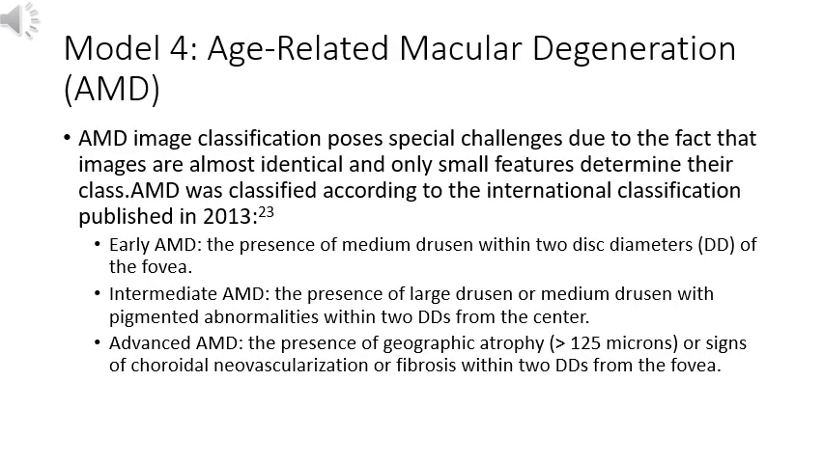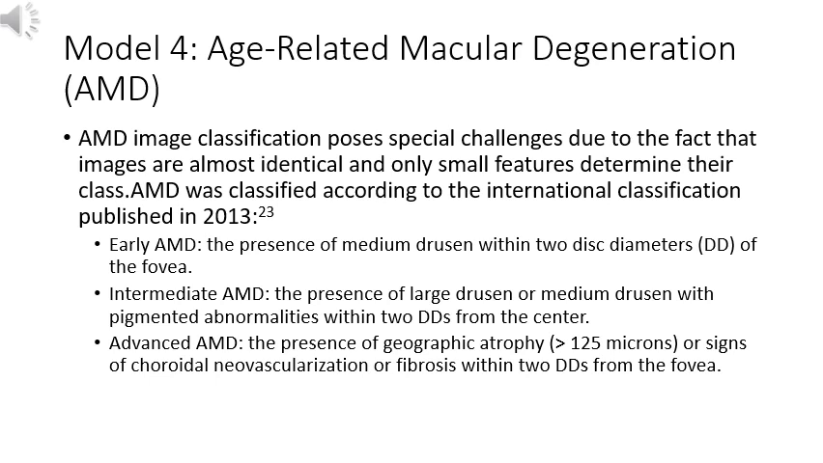AMD image classification poses special challenges due to the fact that images are almost identical and only small features determine their class. AMD was classified according to the international classification published in 2013. Early AMD, the presence of medium drusen within 2 disc diameters, DD, of the fovea. Intermediate AMD, the presence of large drusen or medium drusen with pigmented abnormalities within 2 DDs from the center.